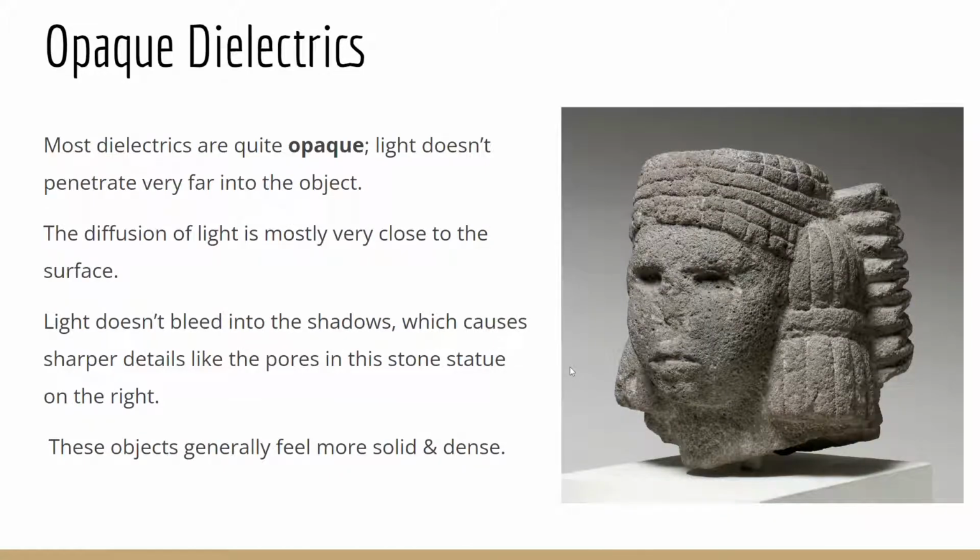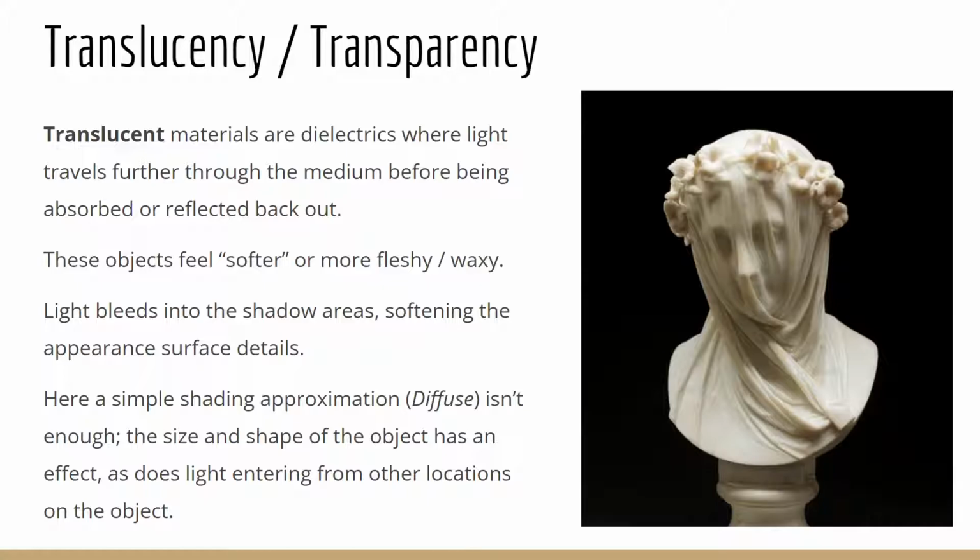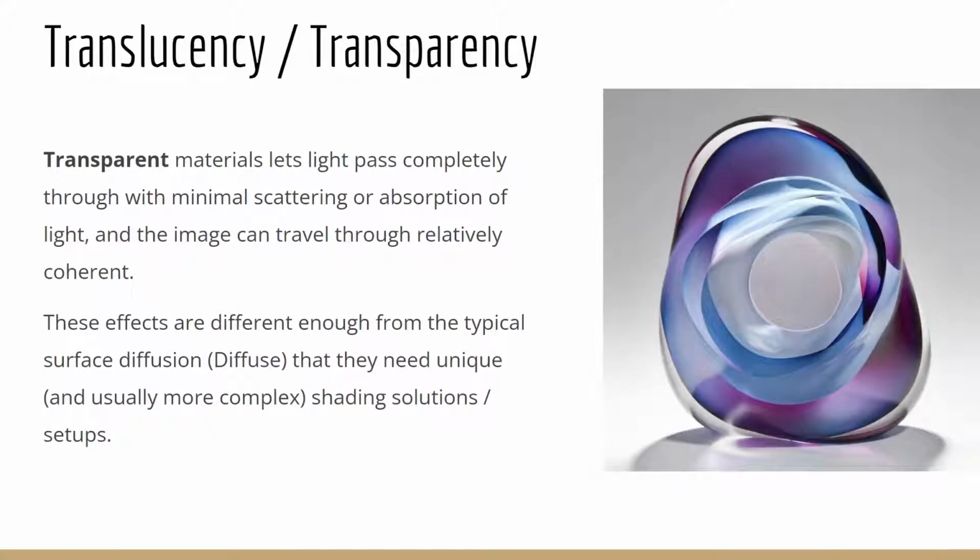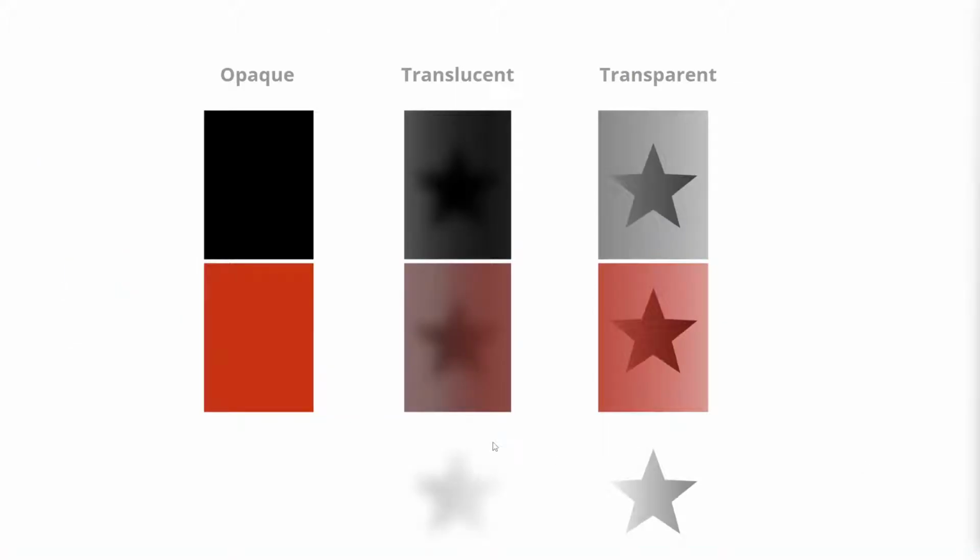So we have diffuse, which are very opaque solid objects. We have translucent objects, where light travels significantly through the surface, but usually not all the way through. The light that travels through blurs out and bleeds around into the surface, giving us a softer look, like this marble statue. And then we have our transparent materials, like glass and water, which let light completely through for the most part. And here's a visual demonstration of what opaque, translucent, and transparent mean.